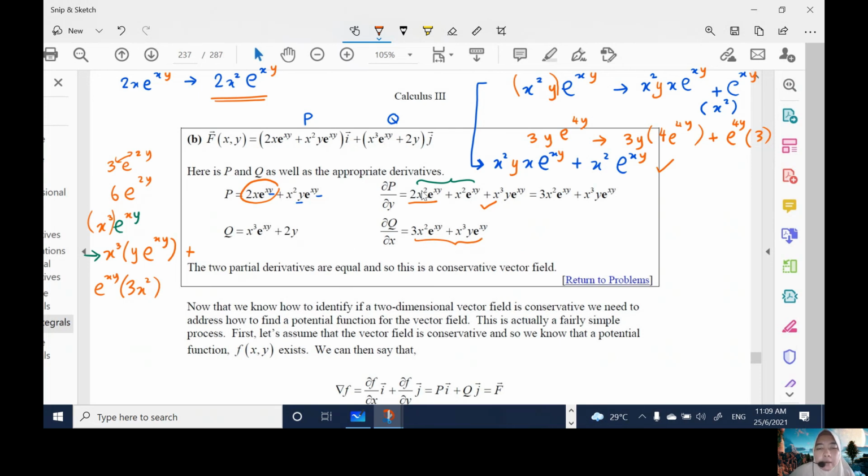Okay, now we compare. Are we going to get partial p with respect to y equal to partial q with respect to x? Okay, we compare these two. So yes, this is equal. The one that we have here is equal to the second one. So we conclude that since these partial derivatives are equal, then we can say that this vector field is a conservative vector field.